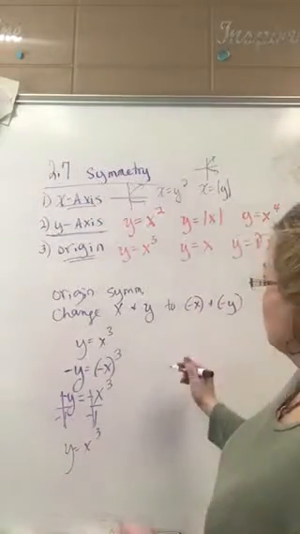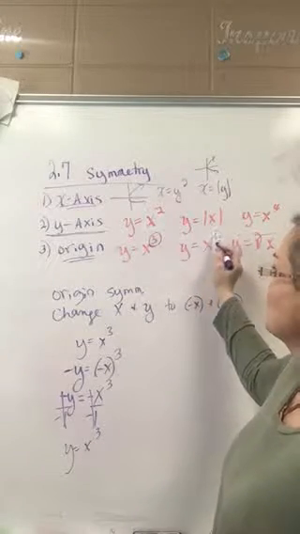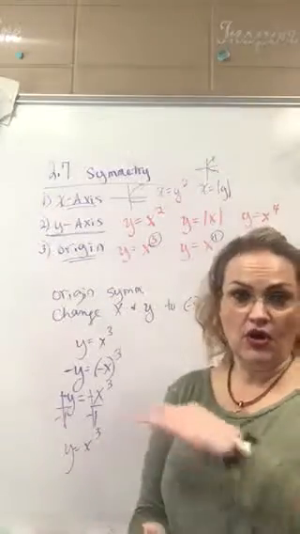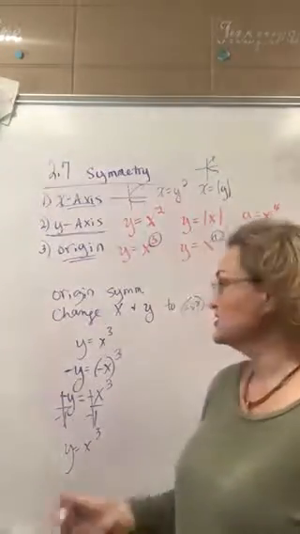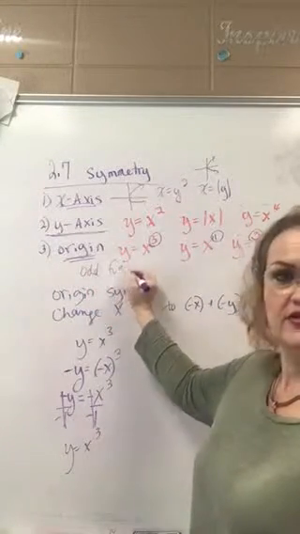This will always happen when you notice these are all odds. We have x to the third, x to the first, cube root of x. So anytime you have all odd exponents, which we're going to call an odd function, so origin symmetry is called an odd function for that reason.